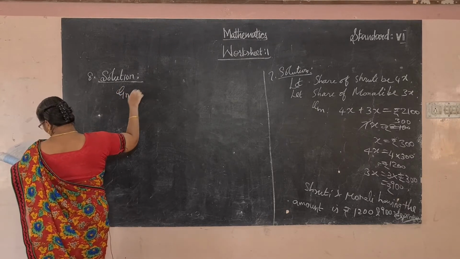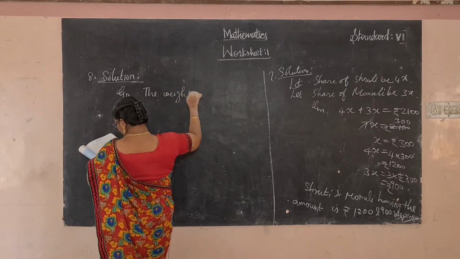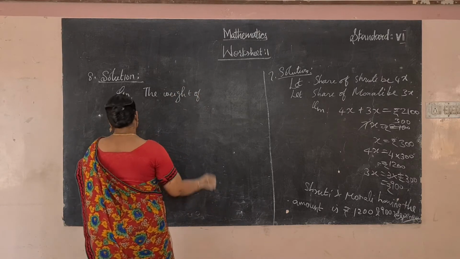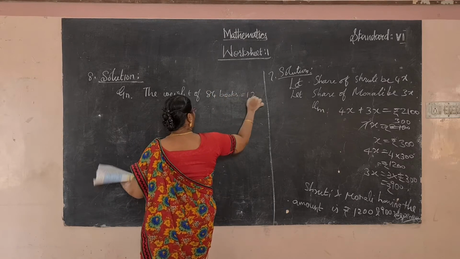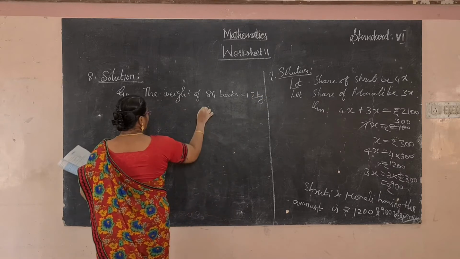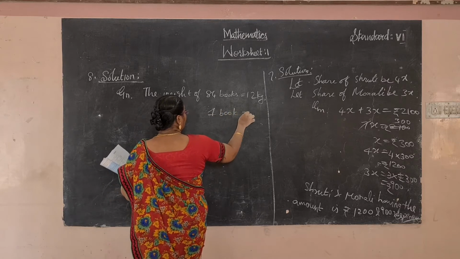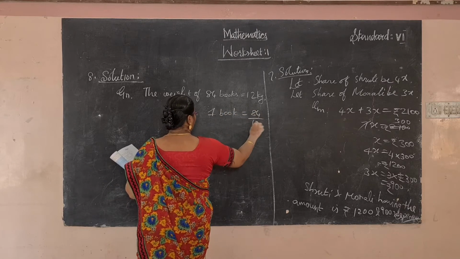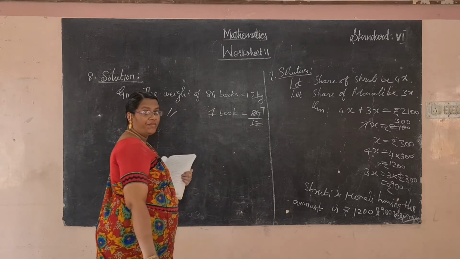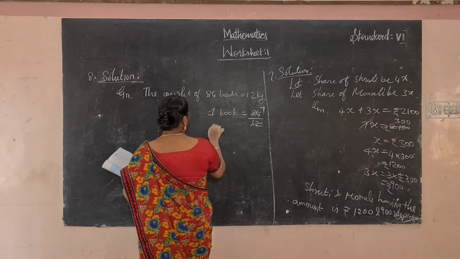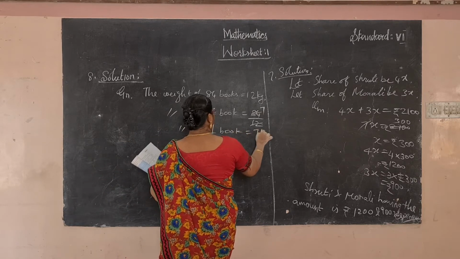Given the weight of 84 books equal to 12 kg, so the weight of one book is equal to 12 by 84. 12 sevens are 84, so the weight of one book is 1 by 7 kg.